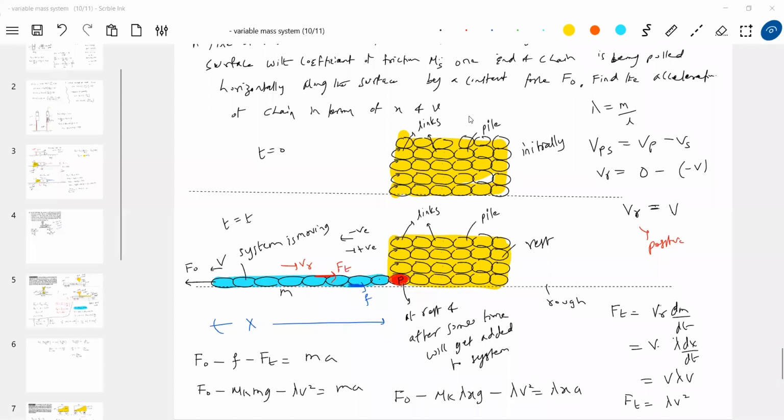For a chain, you can take help of this one. Whether the provided chain is vertical or horizontal, you have to take help of this formula. Lambda v square only will come for the chains.